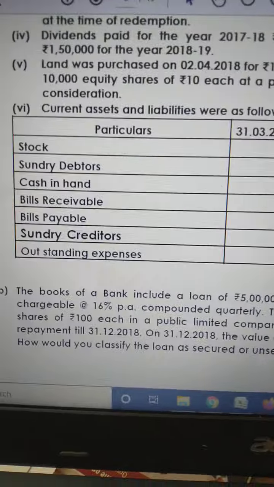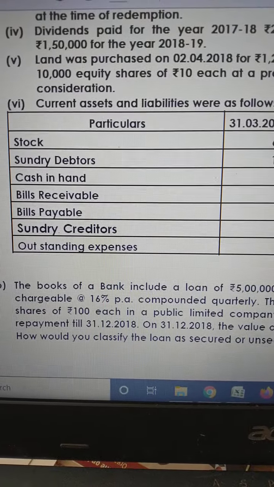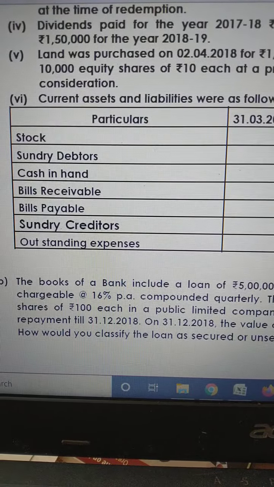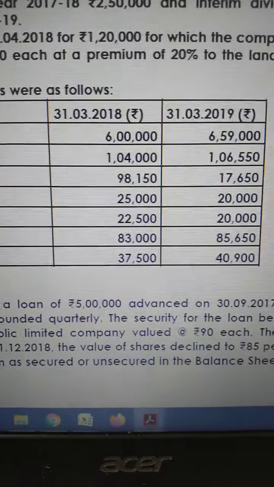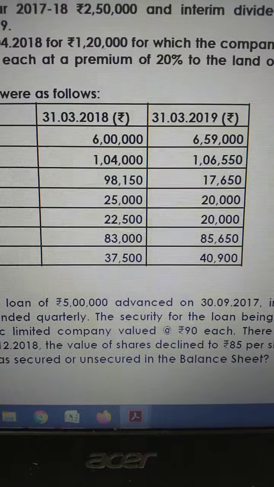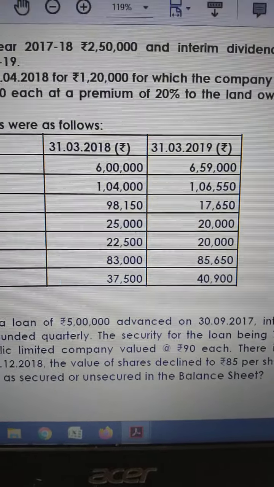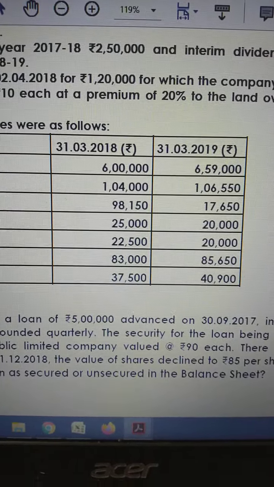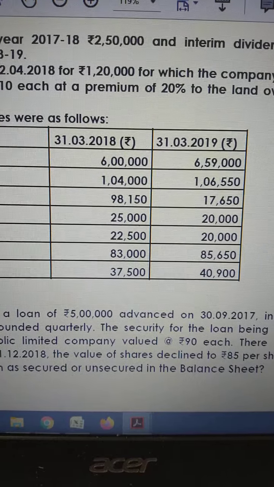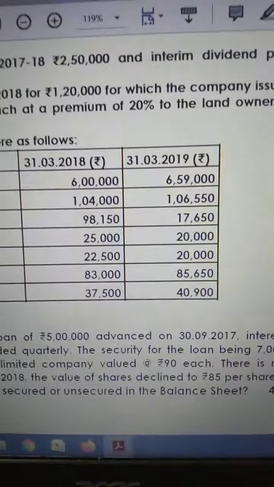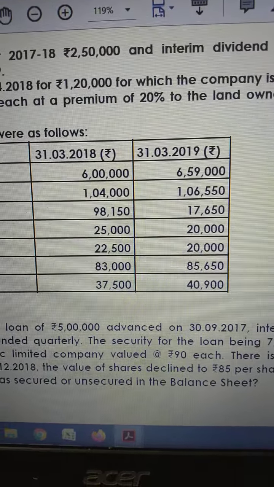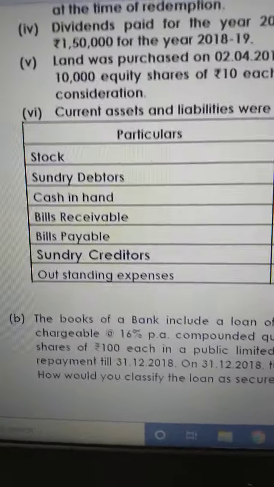What is the next item? Sundry debtors is a working capital item or not a working capital item? It is a working capital item. What is the amount? 1,04,000, 1,06,550. Increase or decrease? Increase. How much increased? 2,550. Correct? 2,550 is increased. Increase in current asset, reduce from your operating activity.